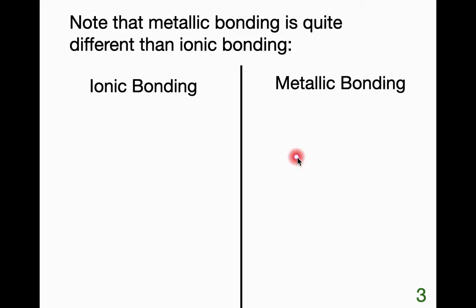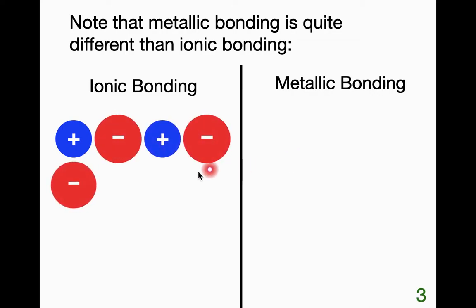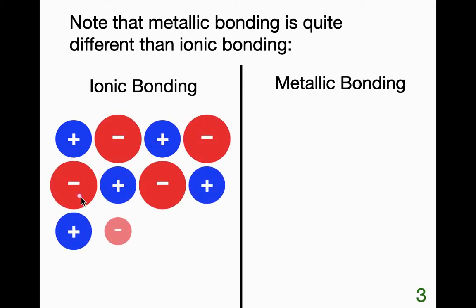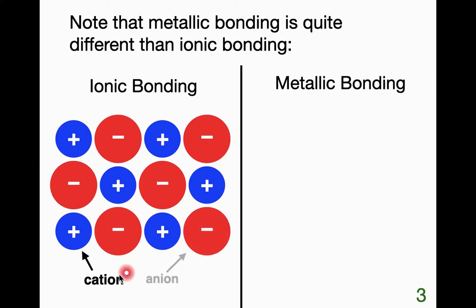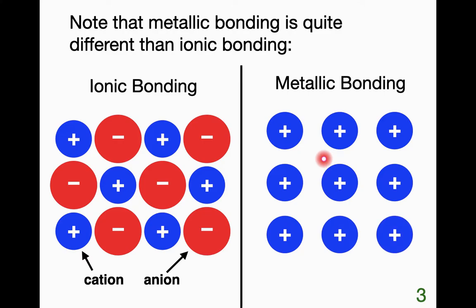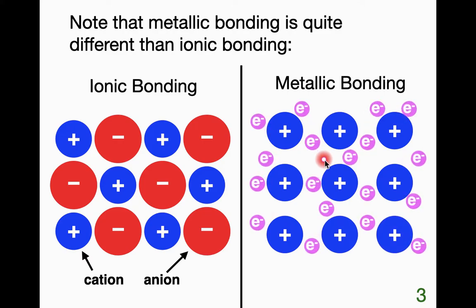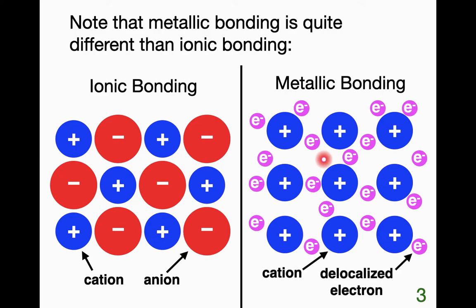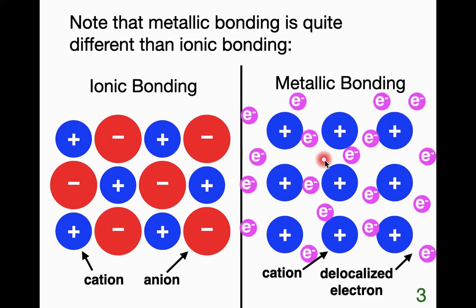Note that metallic bonding is quite different than ionic bonding. In ionic bonds, you have alternating positive and negative charges. We have a cation and an anion. So quite different from a metallic bond. For a metallic bond, we only have metallic cations, and immersed between those cations are electrons. And those electrons are delocalized. Those are what make up the sea of electrons. They're free flowing. They can move around.